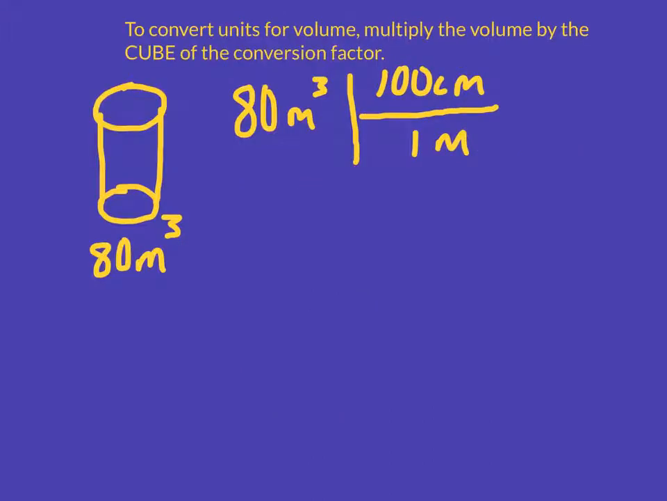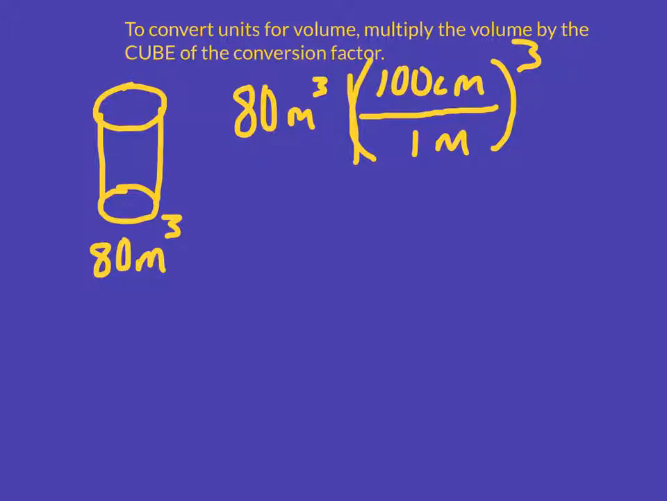Okay, this should be our last problem for the day. This is example number 5. It's the same concept as example number 4, except this one wants to convert units of volume. When we're converting units of volume, instead of squaring it, we're going to cube it, because it's volume.